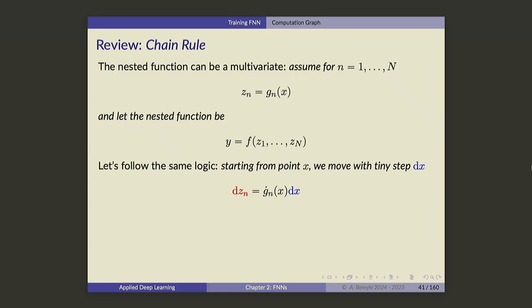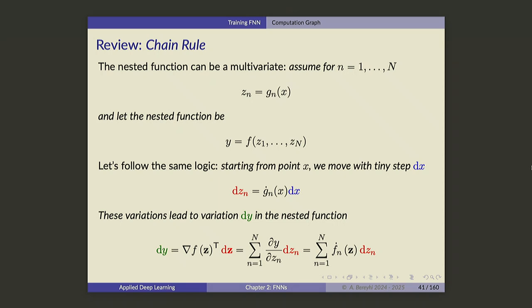Look at this f. If it is a multidimensional function and you have a tiny move inside the input, how do you compute the change in the output? We talked about it. Partial derivatives, right? You compute the gradient, do the inner product with the vector of changes, right?